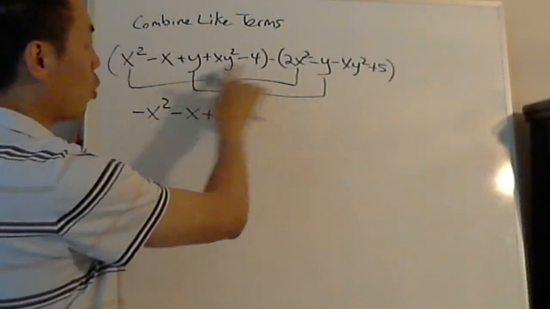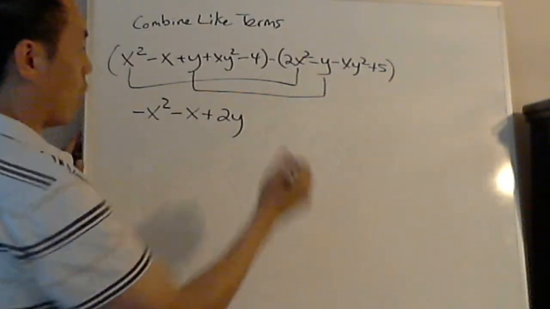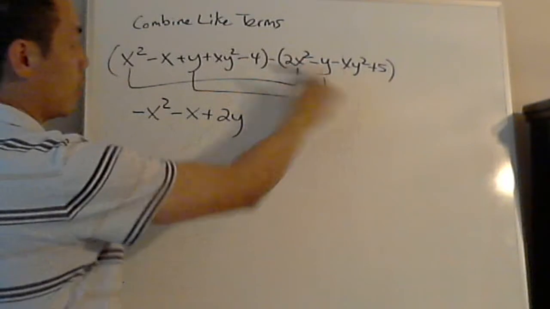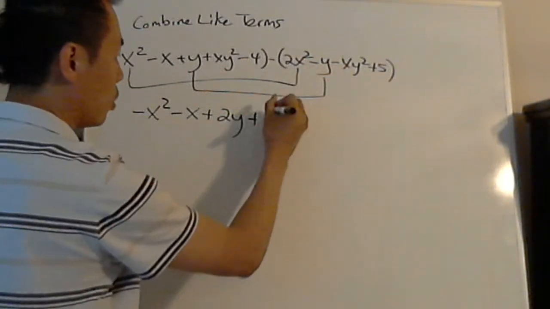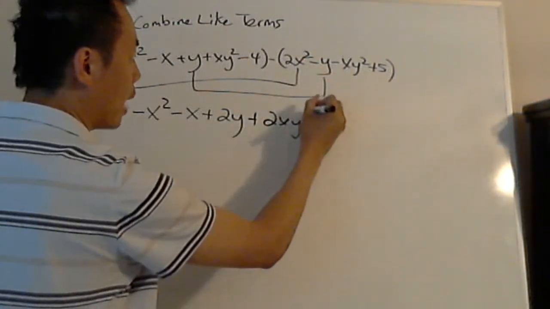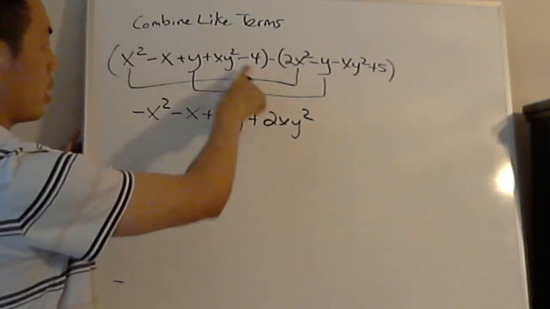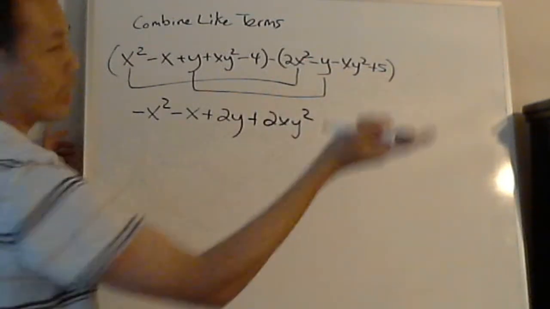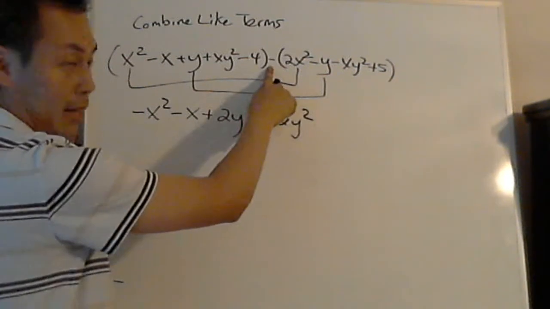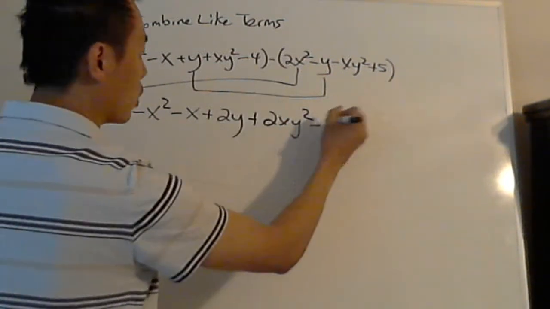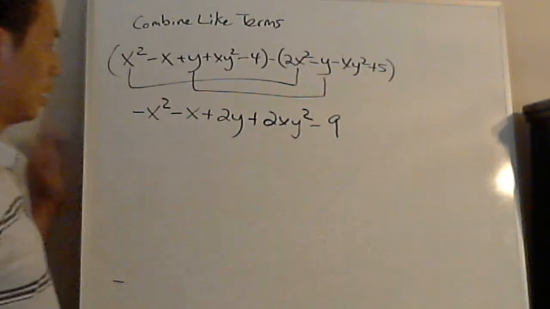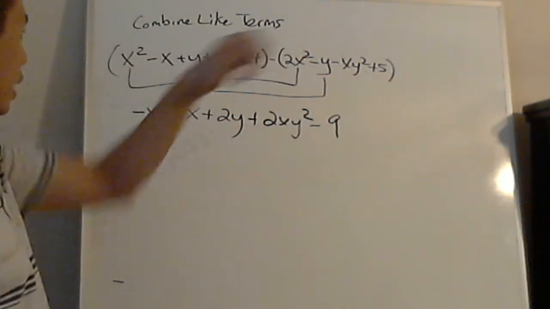So xy squared minus a negative xy squared would be what? 1 and 1. So minus minus plus plus, you get 2xy squared. You see how that happens? There's 2 of them, right? So now the only thing left is the numbers, negative 4 and there's a 5, and that's it. So it's negative 4 plus 5, and you would get negative 9. And that's how you combine these like terms.